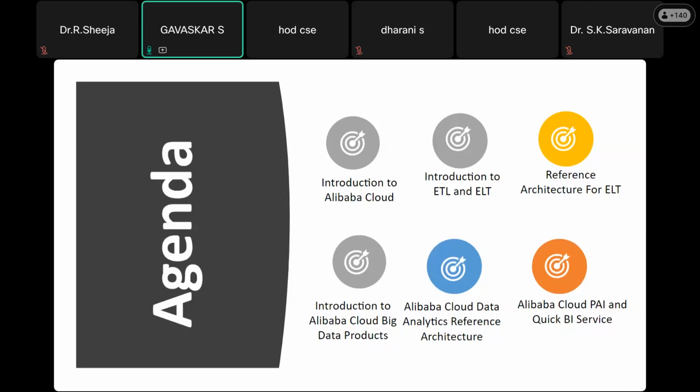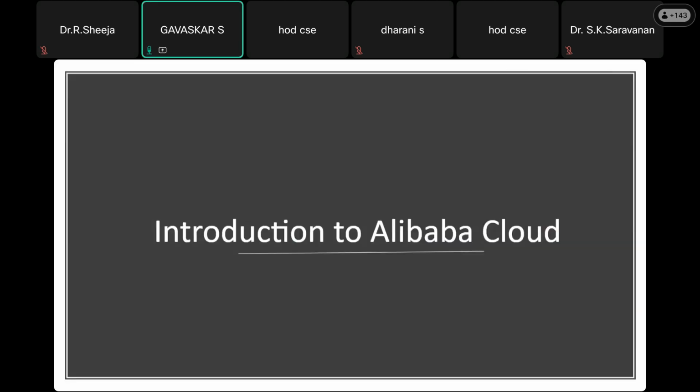Ultimately, in data analytics, the ultimate aim of data analytics is to create business intelligence, and I will be explaining how to create business intelligence by using the tool known as Quick BI in Alibaba Cloud. So that's a short agenda of what we are going to see today. So, moving to the introduction to Alibaba Cloud.